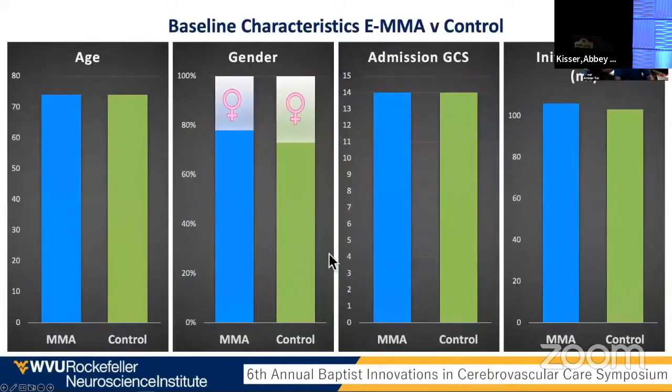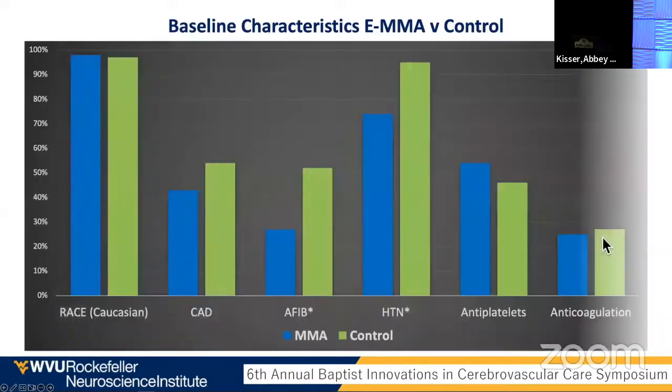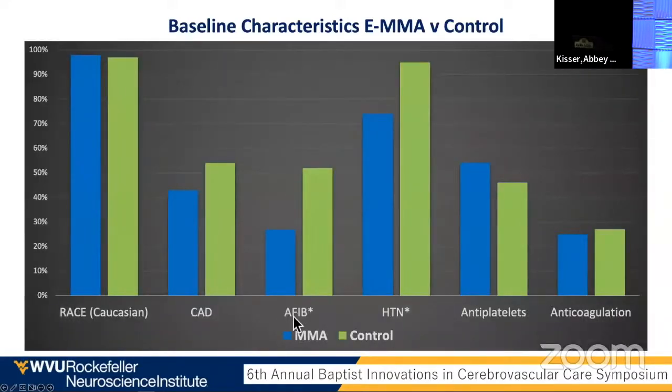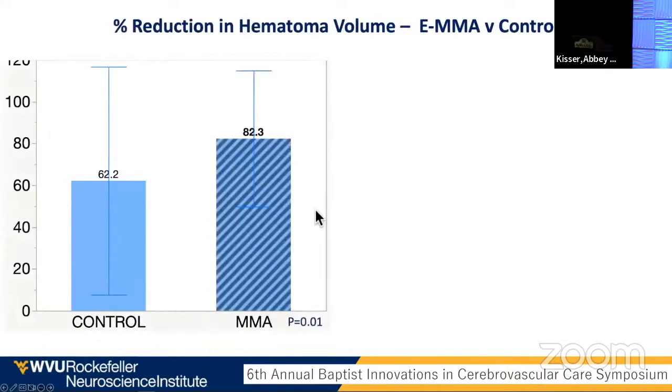There was no difference in age, gender, admission GCS, or initial hematoma volume. There was a slightly higher incidence of atrial fibrillation in the control group. However, there was no difference in antiplatelet or anticoagulation medication. And we find that there was significantly higher reduction of hematoma volume in the MMA versus the control group. And you can see a relatively tighter spread compared to the control group as well.